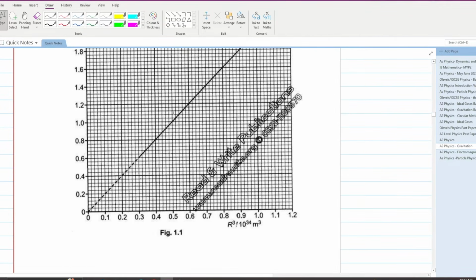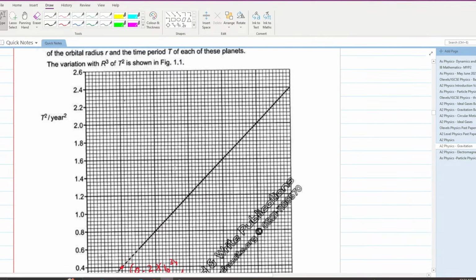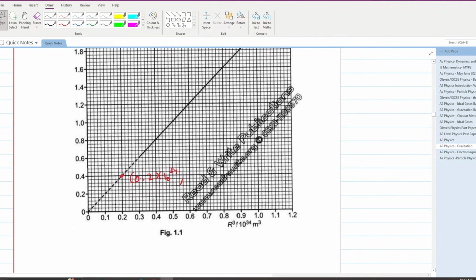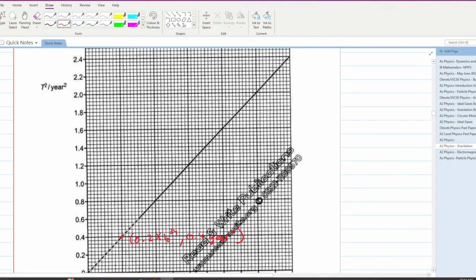Let's take two points. Let's take this point, that is x value 0.2 into 10 raised to the power 34. Do not forget these prefixes, and the time period is in years square. So 0.4 years square. What will be the second point that we will take? Let's take this point. This point is x may be 1 and y may be 2. The units remain the same, I have told you.